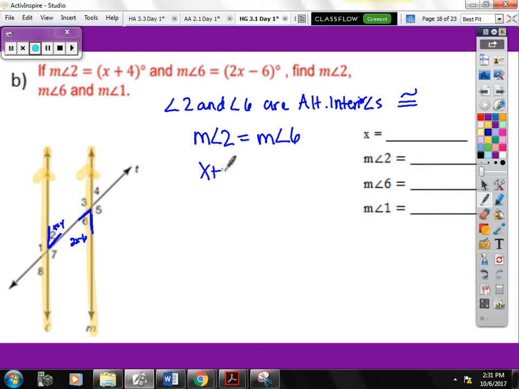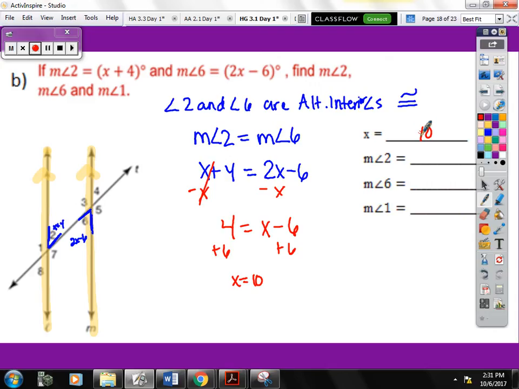So we'll have x plus 4 equals 2x minus 6. We'll go ahead and solve that. Subtracting x on both sides, adding 6, we'll get x is 10. Take that 10 and plug it back in. 10 plus 4 is 14. 10 times 2 is 20, minus 6 is also 14. So that's a good way to check it and make sure that we do get 14. So angle 2 is 14 degrees, angle 6 is 14 degrees.